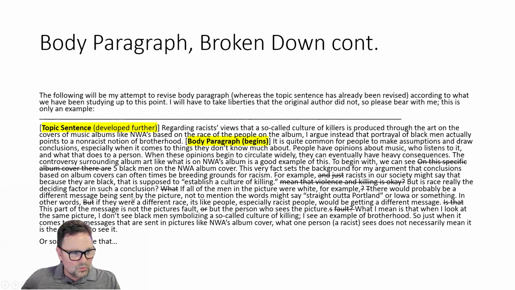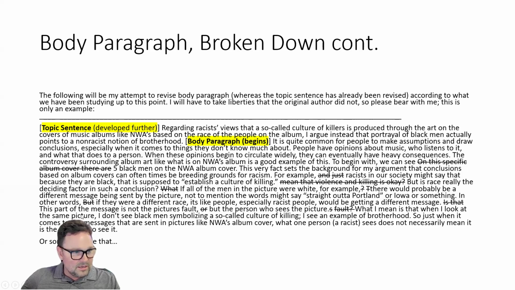But is race really the deciding factor in such a conclusion? If all the men in the picture were white, for example, notice here I didn't put what if, because I'm not asking a question anymore. If all the men in the picture were white, for example, there would probably be a different message being sent by the picture, not to mention the words might say. This was the student trying to take their questions and turn them into claims and turn them into assertions.